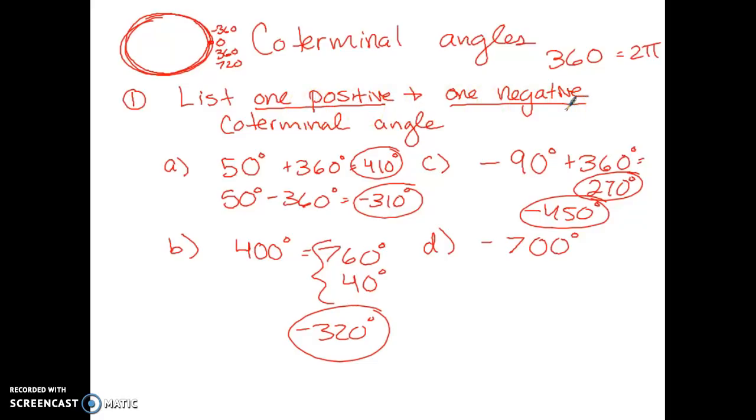So negative 700, if you add 360 once, you get negative 340. Okay, there's your one negative. If I add another 360, I get 20. If you want, you can take negative 700 and minus 360 and get that. So there are lots of different answers that you can have. So if we're doing this on a test or a quiz, and I'm just having you type in the answer, as long as it satisfies the conditions that I'm asking for, you're good.